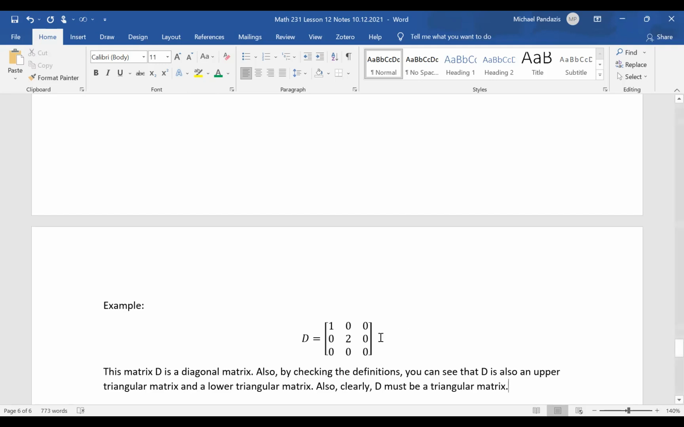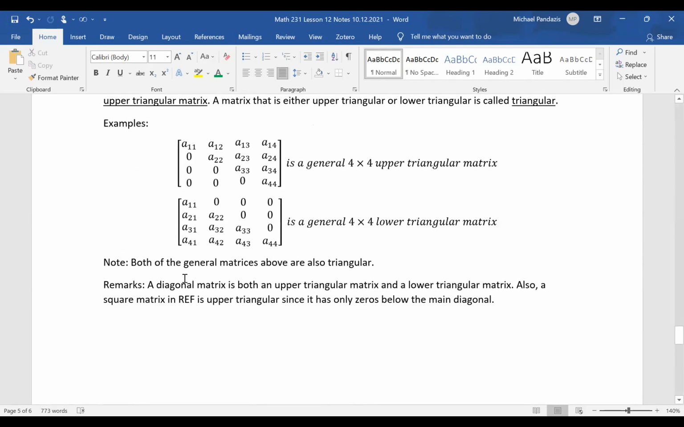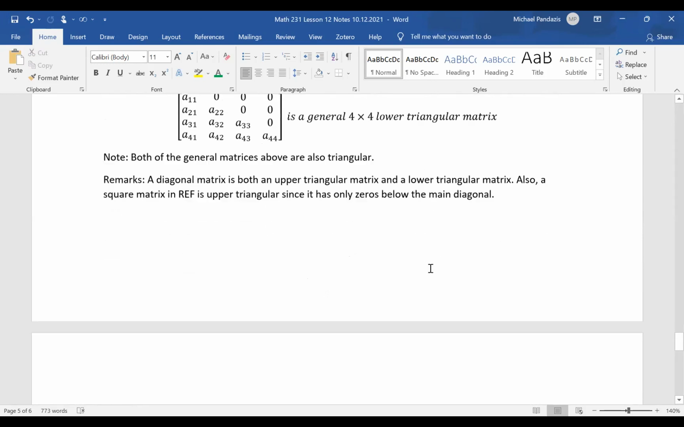Okay, so any diagonal matrix will be both upper triangular and lower triangular. So this is an example of a particular diagonal matrix where we see it has to be upper triangular and lower triangular, and also has to be a triangular matrix. Okay, that explains this first remark here in the first sentence. Also, a square matrix in row echelon form is upper triangular, since it only has zeros below the main diagonal.